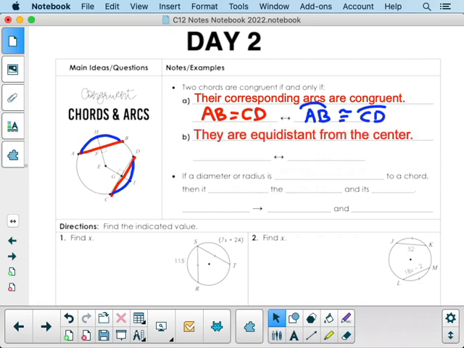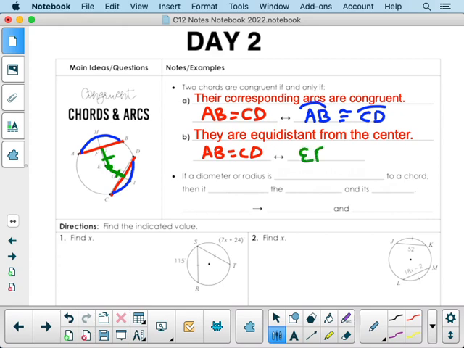Another thing that's true, they're only congruent if they are equidistant from the center. So if we want AB to equal CD, then what has to be true is the distance from AB to the center E, EF, has to be the same as EG. These two pieces have to be exactly the same. So that's EF and EG. They have to be equal.